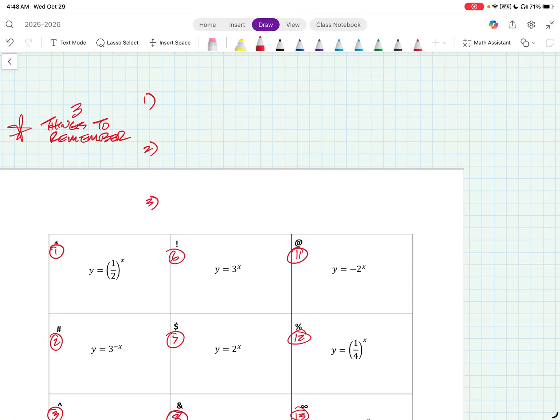We want to look at the base or the common ratio first. Let's put this big and bold here. So we want to look at the base, which is your common ratio.